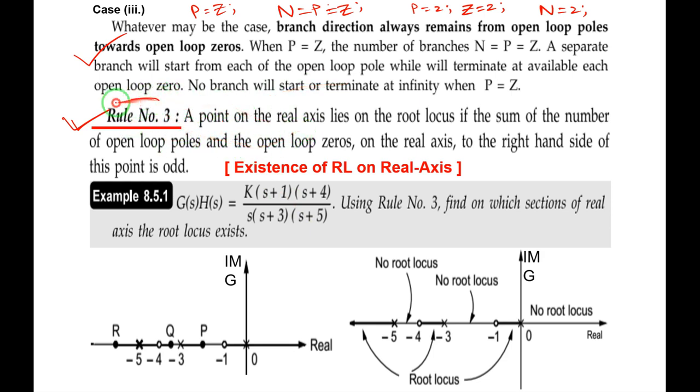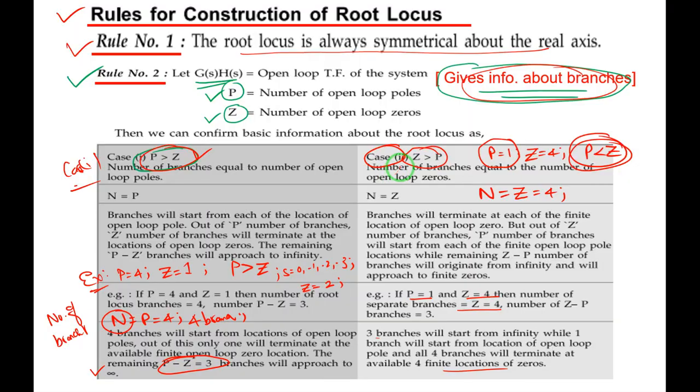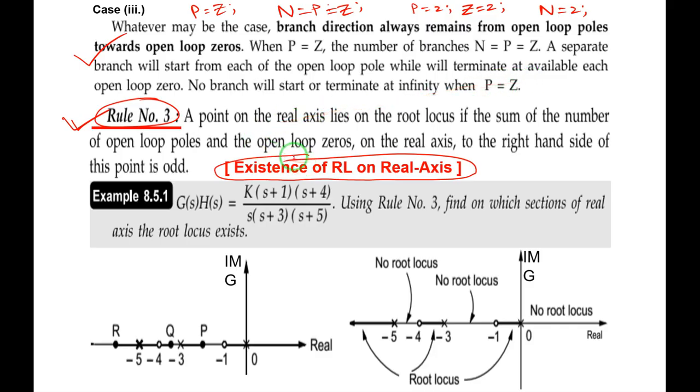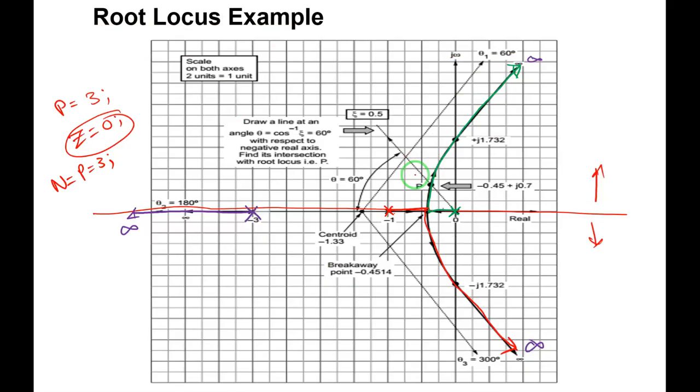This rule number 3 speaks about the existence of root locus on the real axis. Rule number 2 gives information about branches, that we have seen. Next, rule number 3 speaks about the existence of root locus on the real axis. For example, let me take this root locus. See here, this is the real axis, right? This entire thing is the real axis.